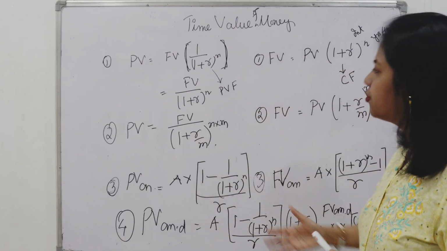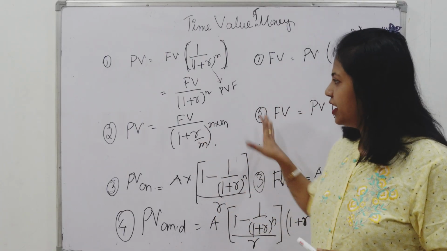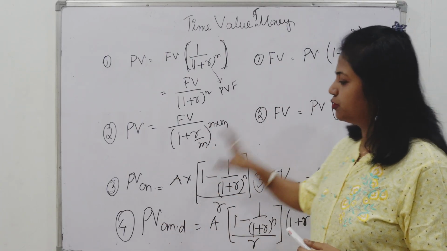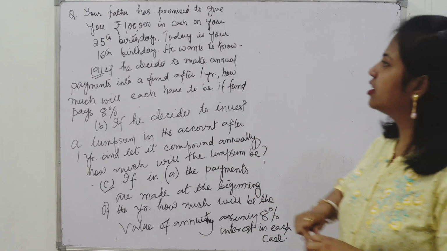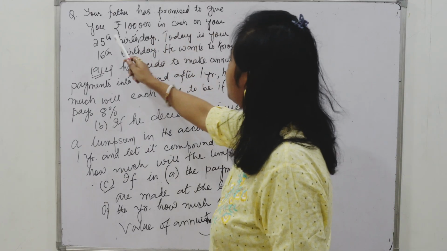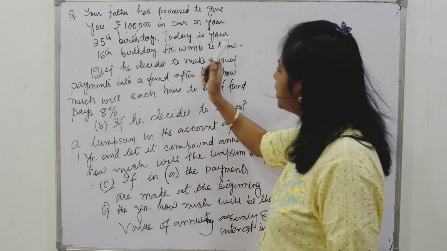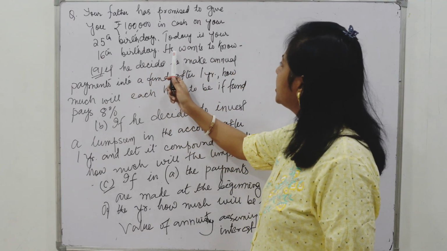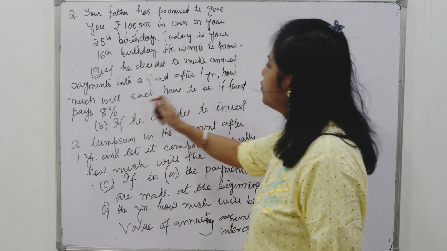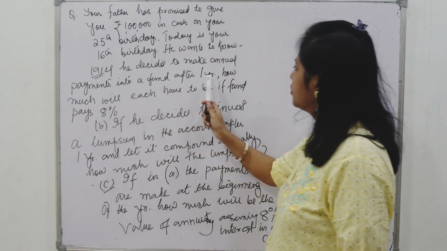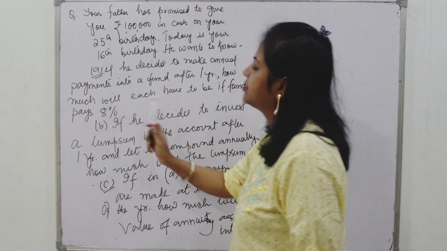Okay, so with these 4 cases, let's take up sums and try to find out where the situation will fit. So friends, we have this problem. Let's read it first. Your father has promised to give you rupees 1 lakh in cash on your 25th birthday and today is your 16th birthday. He wants to know, number 1, if he decides to make annual payments into a fund after 1 year, how much will each have to be if the fund pays 8%?